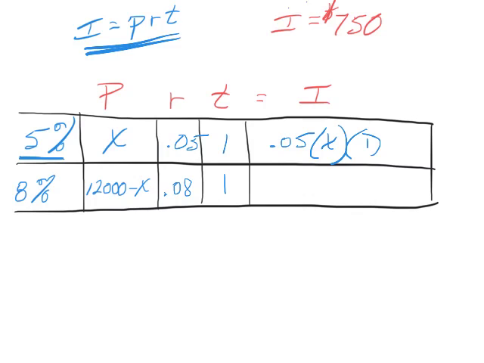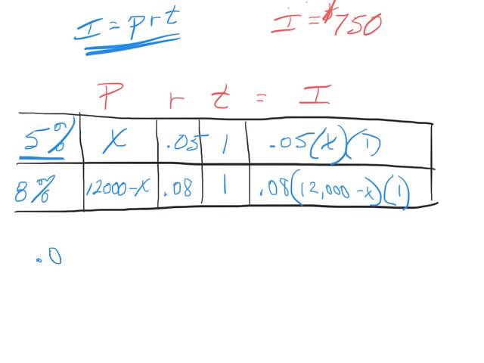And for the next one, I have 0.08 times 12,000 minus X times 1 year. Okay, I know that these two aren't necessarily equal. I mean, I don't know that they are equal or aren't equal, but I can't say they are. But I do know that when I take the principal, the interest that I made, or that I have to pay on this loan, and add it to the principal I have here, it's going to equal the total interest, because that's what it said, the total interest was $750.